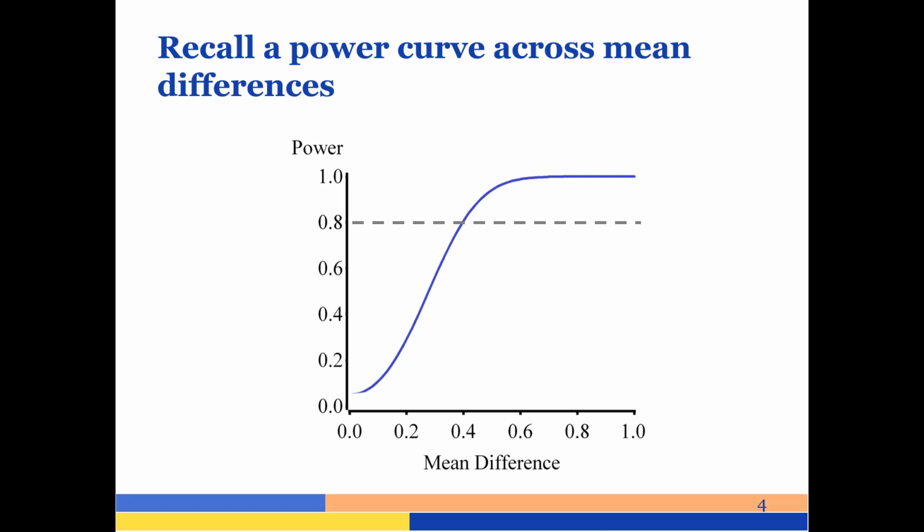Here's a power curve, which we've seen before in this course. It's got power on the y-axis, mean difference on the x-axis. This is one of the reference lines at 0.8. The reference line shows us that the power curve crosses that line right around the mean difference of 0.4.